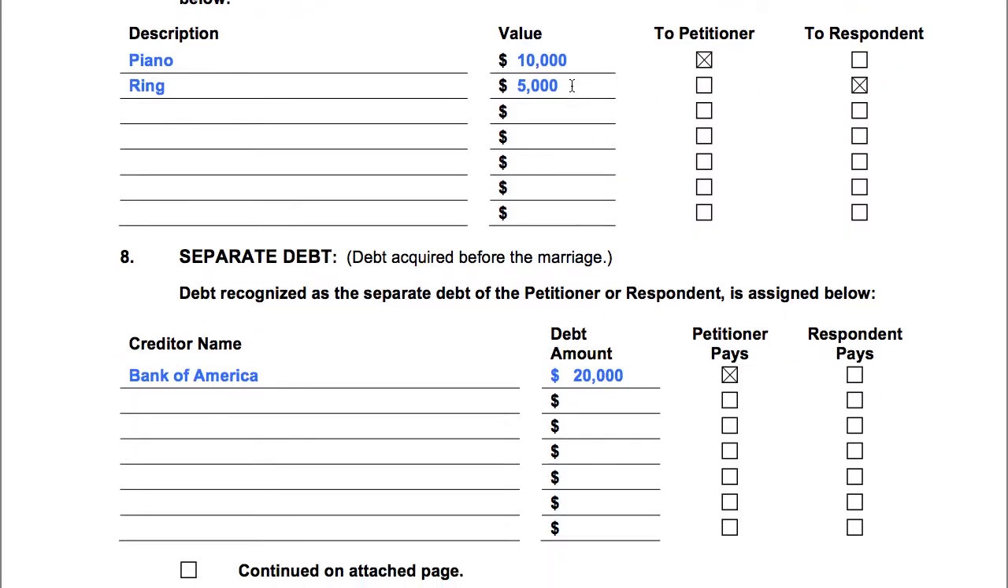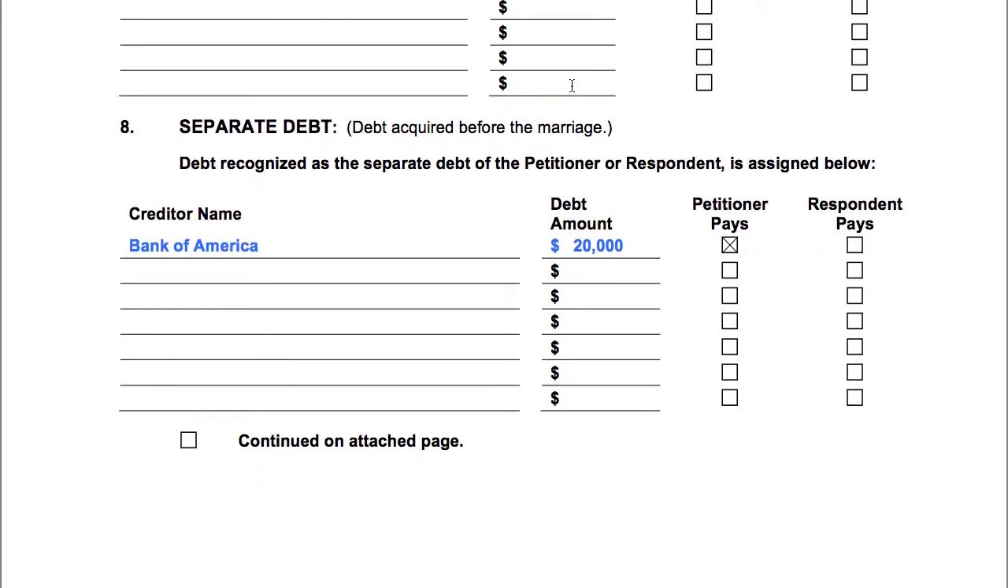Separate debt would be something that you incurred prior to the marriage. It may be something that you decided you wanted to incur in your sole name during the marriage with your partner's consent. You could also have that type of debt.